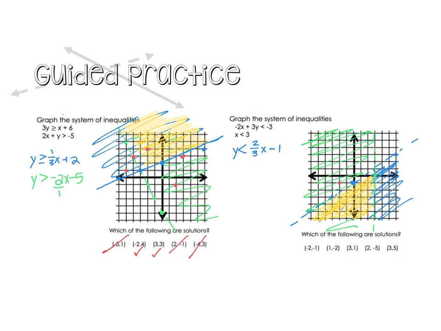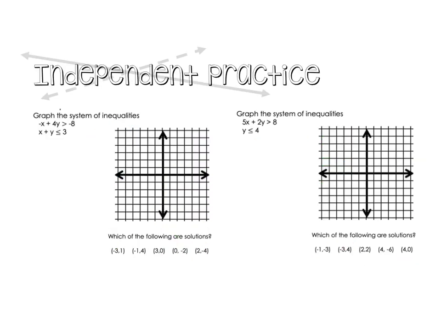So negative 2, negative 1 is not a solution. 1, negative 2 is a solution. 3, 1 is not a solution because it's on a dotted line. 2, negative 5, oh, I'm sorry, it goes right here, is a solution. And 3, 5 is not a solution. Now I want you to try these two on your own, and then we'll go over them.